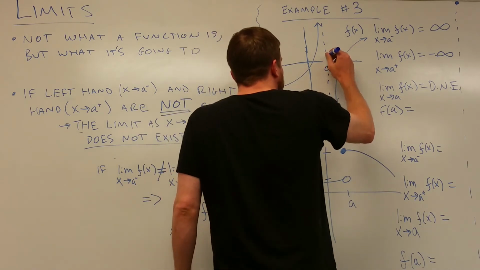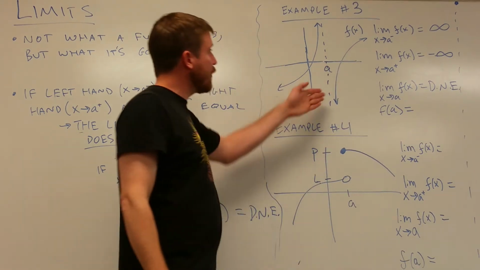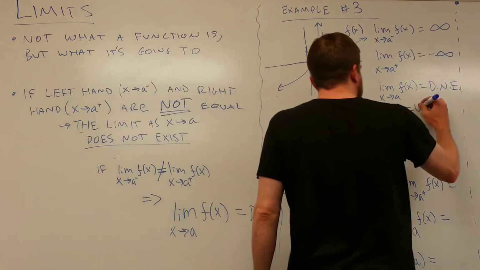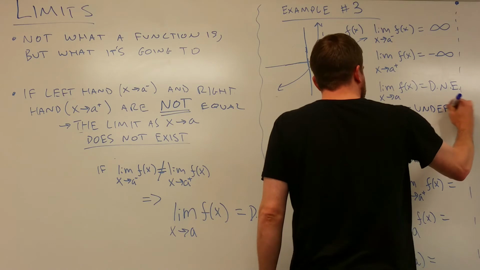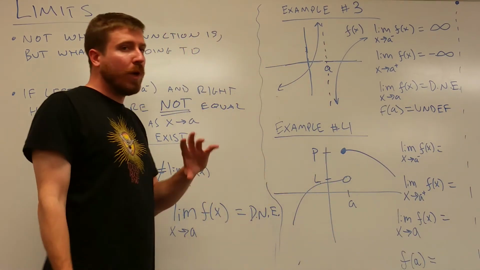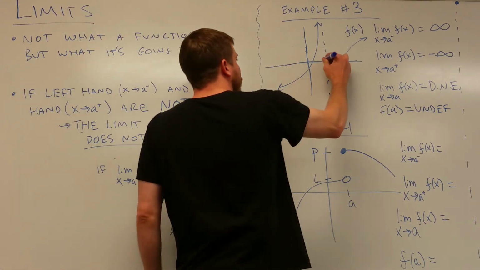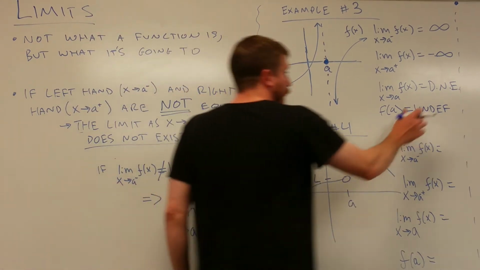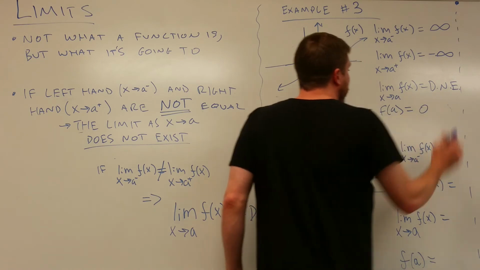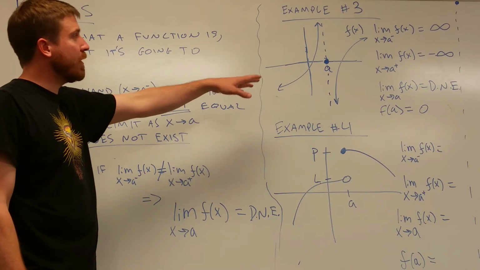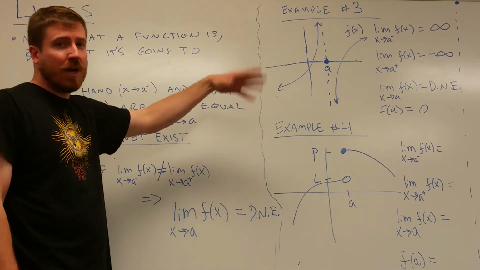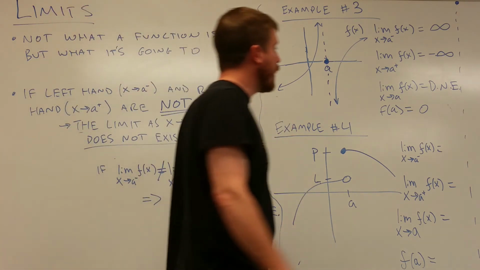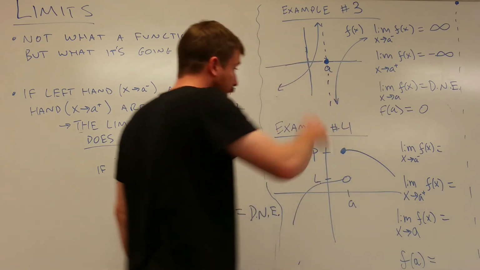Now, if we want to evaluate f of a here, this is what we call a vertical asymptote, so f of a in this case would be undefined. Let's say, for example, we decided to fill in that hole right there. In that case, f of a would become 0. So again, a function can have a definition at a certain point that's not the same as its limit, or the function and the limit could have the same values at a different point. It's going to vary.